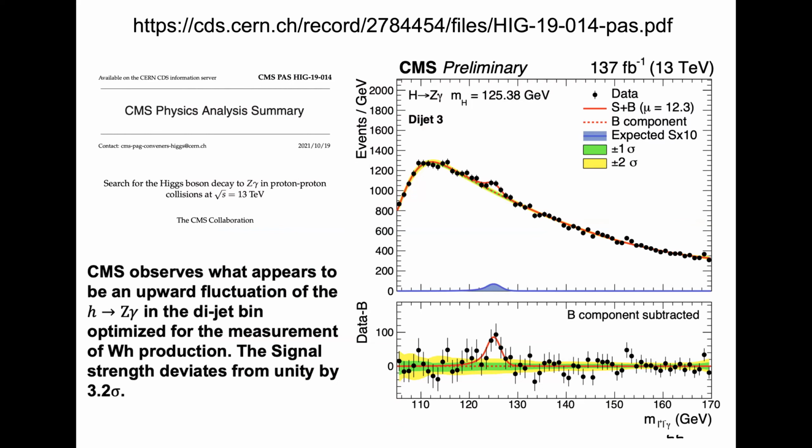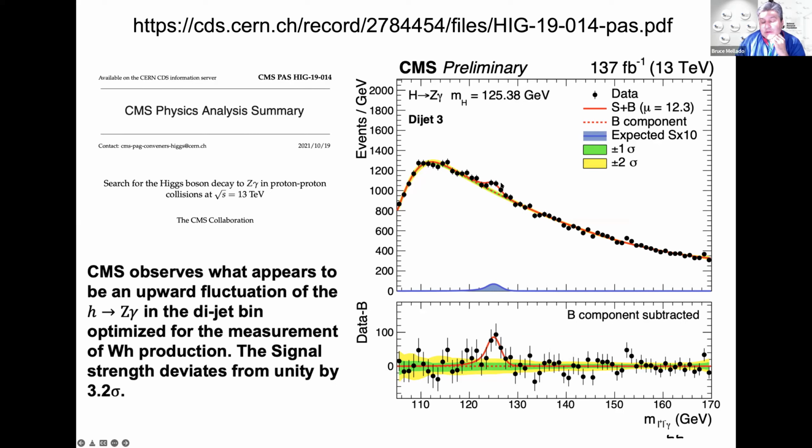Sorry, excuse me. Can I ask a question? Here in the slide, you're referring to the bump, to that? And what is the red curve? Is it the prediction? Okay. So the red curve is the fit of the Z gamma signal in a beam.